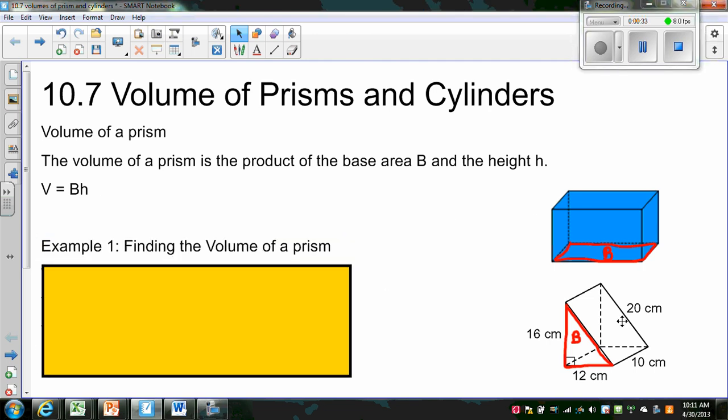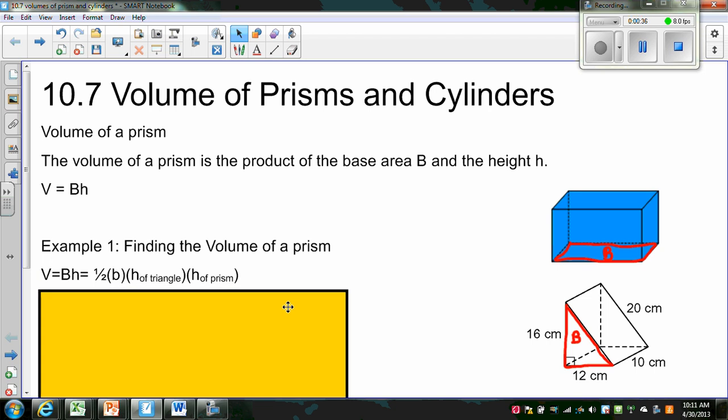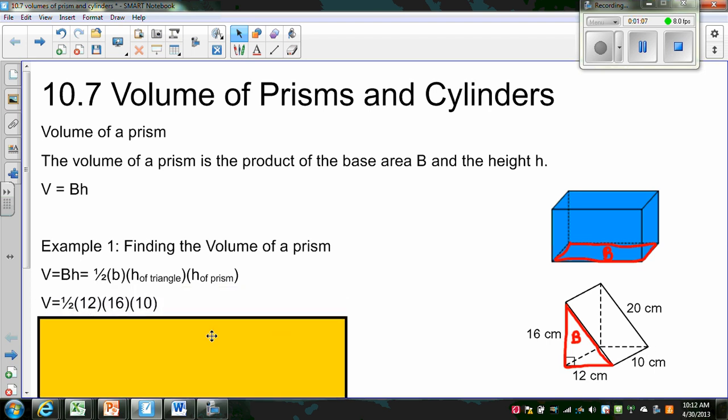So, for example, if doing this triangular base below, volume equals base times height. The base in this case is equal to 1/2 times the base times the height of the triangle, times the height of the prism. So looking over here, first thing, identify your base. So here's our base area, which is this triangle. The base of this triangle is 12, and the height is 16. The height of the prism is referring to the part that gives it 3 dimensions. So we have 1/2 times 12 times 16 times 10.